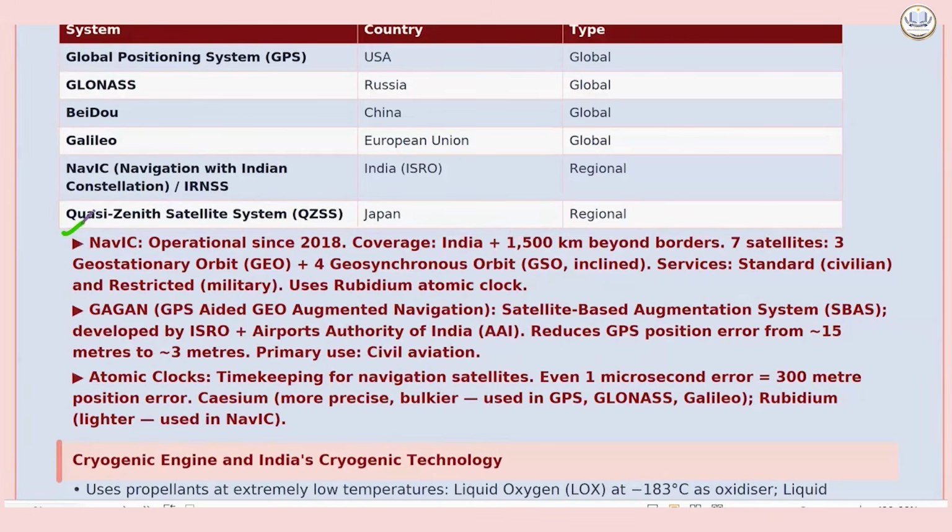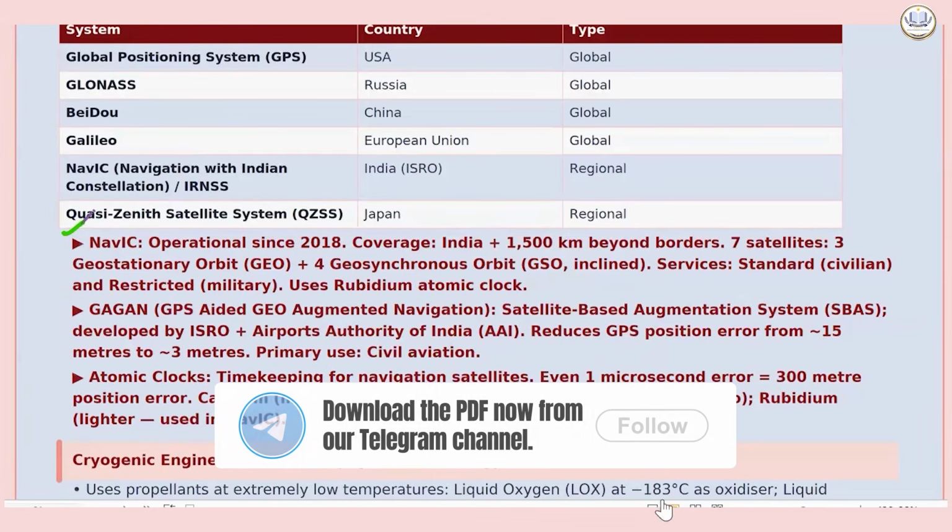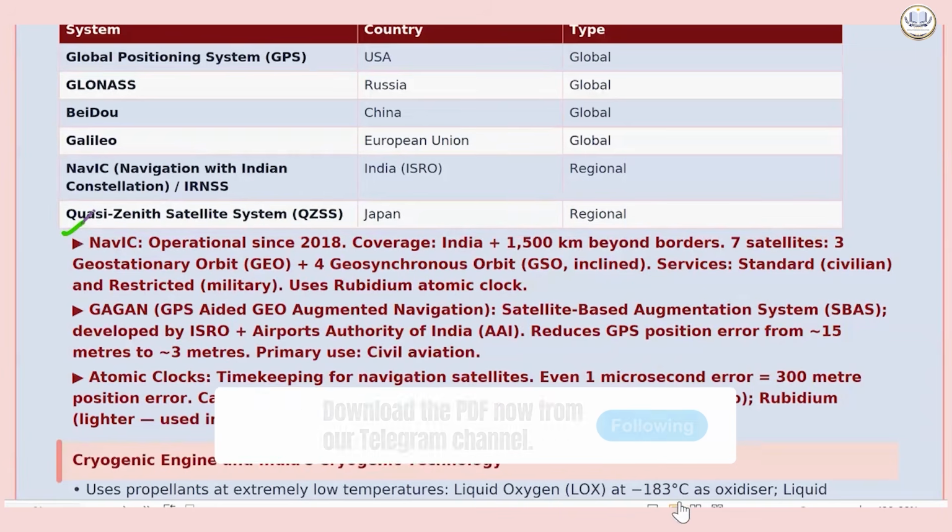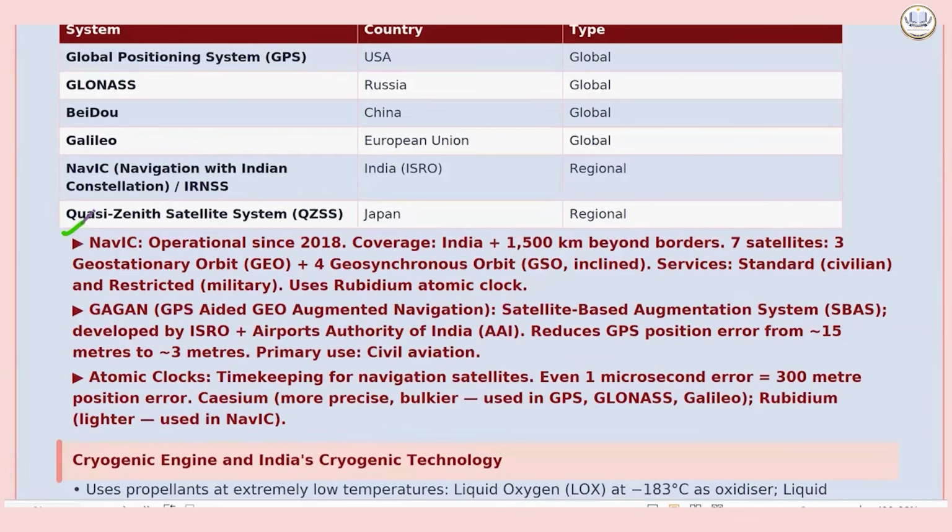Then you have atomic clocks. So timekeeping for navigation satellites, even 1 microsecond error equals 300 meter position error. Cesium is more precise, bulkier, used in GPS, and also in Galileo. Rubidium, lighter, used in NavIC.